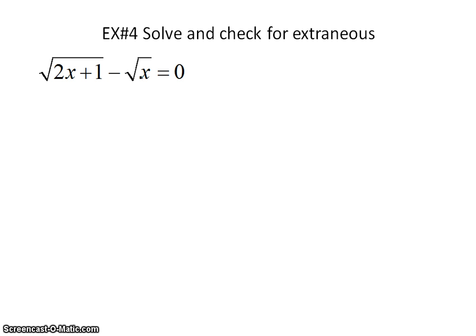So I'll go ahead and solve it. You should pause it and see if you can solve it. Okay, so we're going to bring it over. So we have 2x plus 1, and we're taking the square root of that. It's equal to the square root of x. Square both sides. 2x plus 1 equals x.